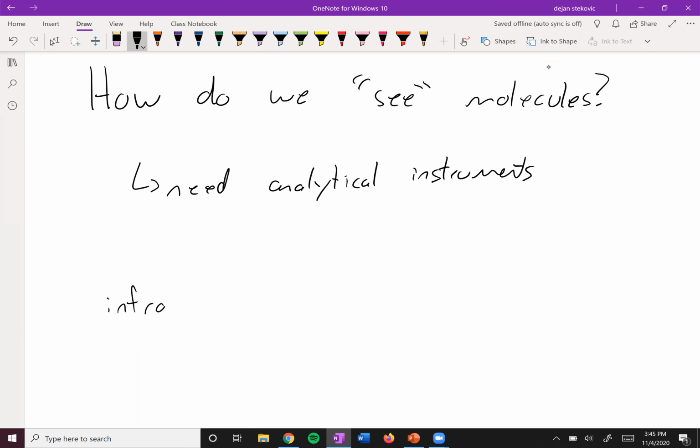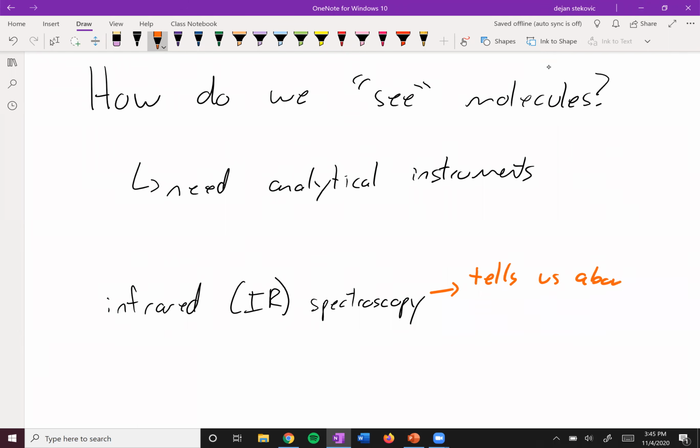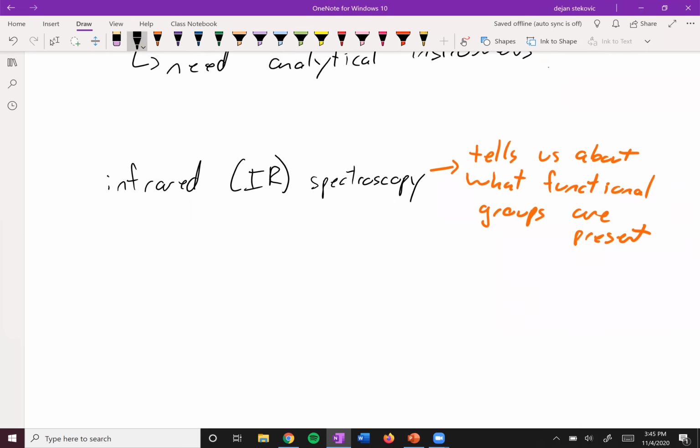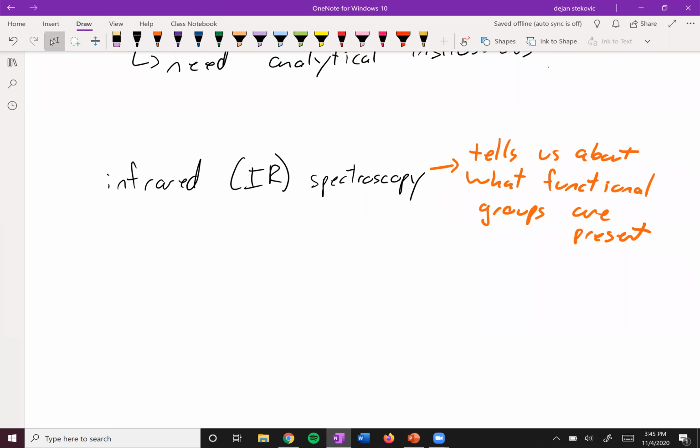The first one that we'll take a look at is infrared spectroscopy. It gets the capital IR for infrared. And what infrared spectroscopy tells us is what functional groups are present. Right? Do you have an alcohol? Do you have an alkene? Do you have an alkyne? Do you not have those things? That kind of thing.